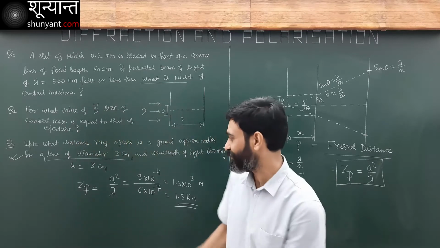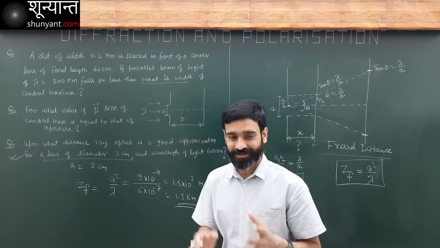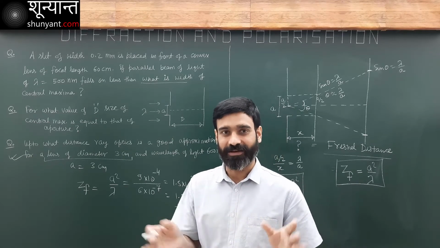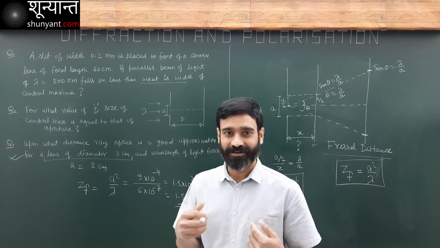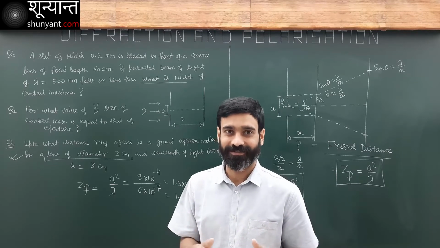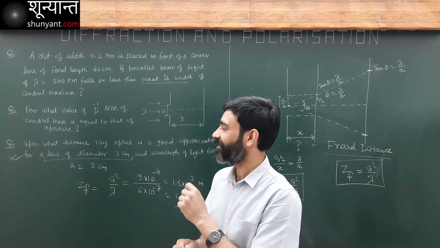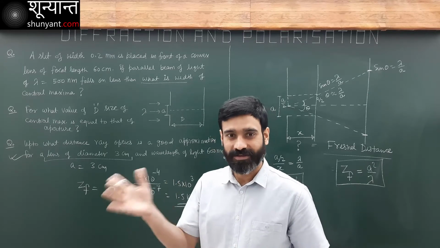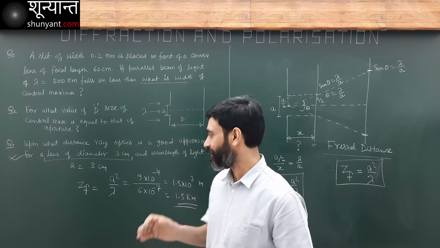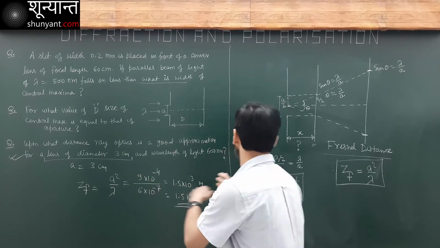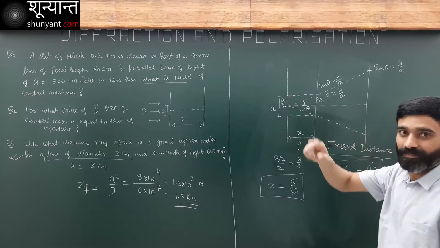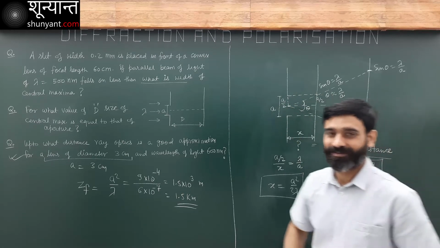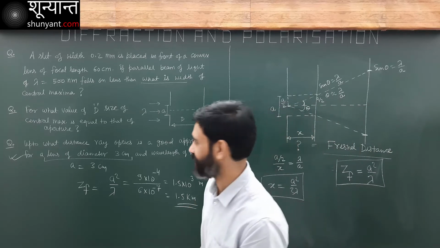Okay, that means up to this distance, all the concepts and assumptions of ray optics are valid. That means whatever we have studied in ray optics is correct. Even if we consider the diffraction effects, we can pretty well assume that light actually travels in a straight line. We can ignore diffraction effects up to this. The diffraction effects become significant after this distance, not before that. That is known as the Fresnel distance.